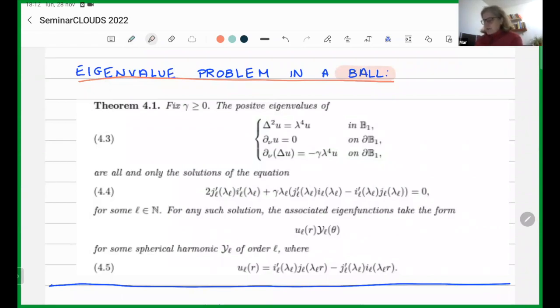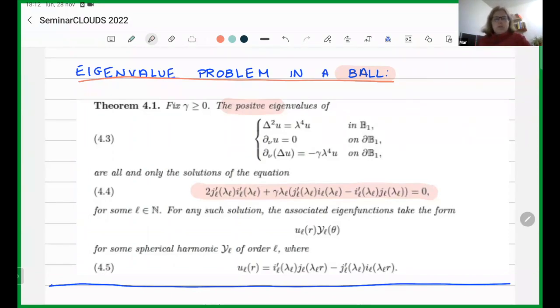Now you know that the first eigenvalue is 0 because it corresponds to the constant. So I'm going to look only at the positive eigenvalues, and we see that the eigenvalues are those lambda. First, project over spherical harmonics. L is going to denote the Lth spherical harmonic projection. For each of those projections, the eigenvalue is given by the solution of this equation.